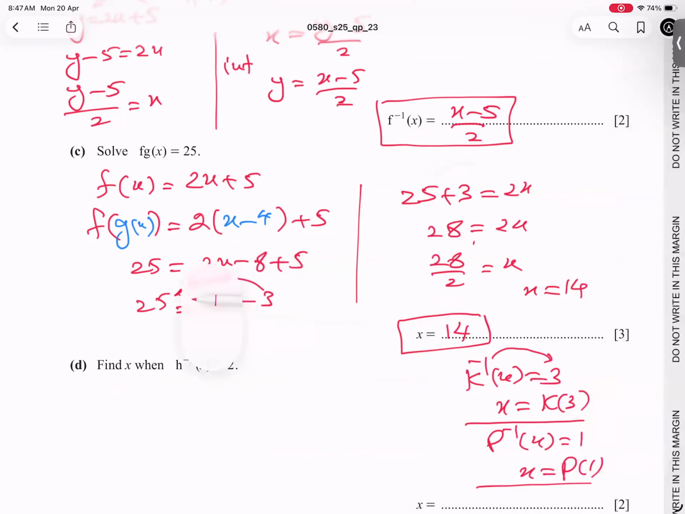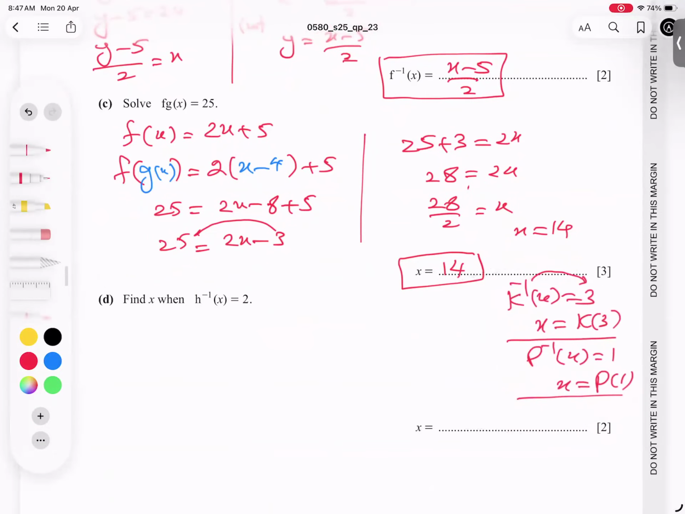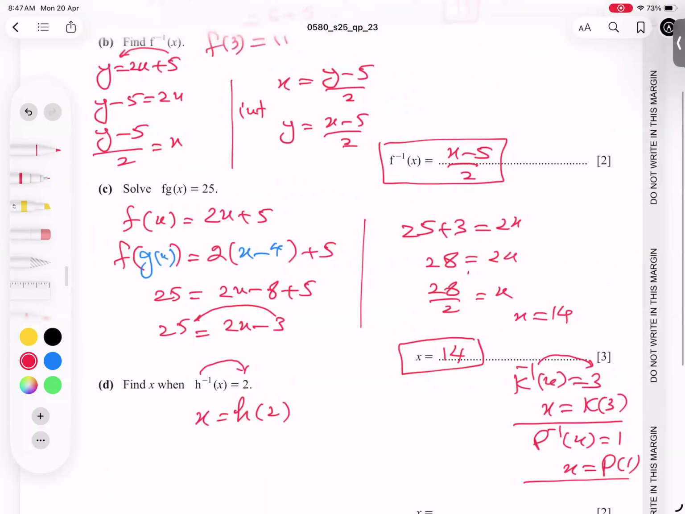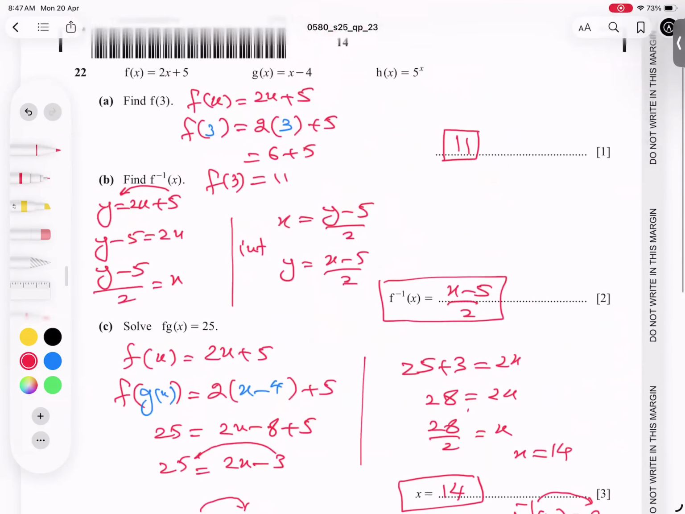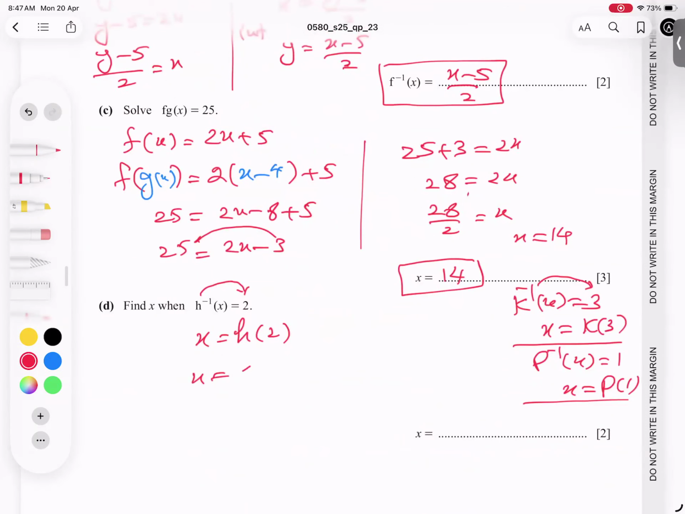Now I want to apply the same story here, and before that I drag this right side. Okay, now this h inverse will go on the other side here, x stays, and 2, and I can write h of 2. h of 2 means I will use the function h of x, 5 to power x. So 5 to power x is there, but replace x by 2 and we are getting 25.